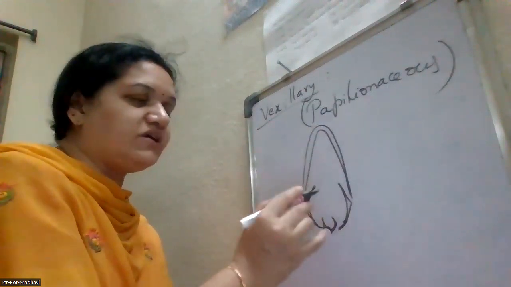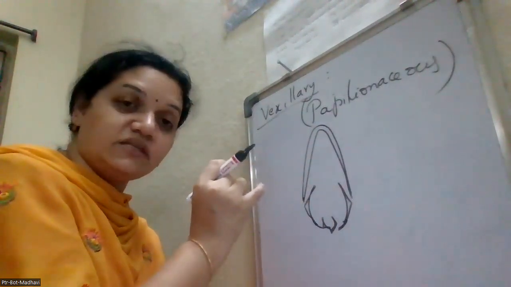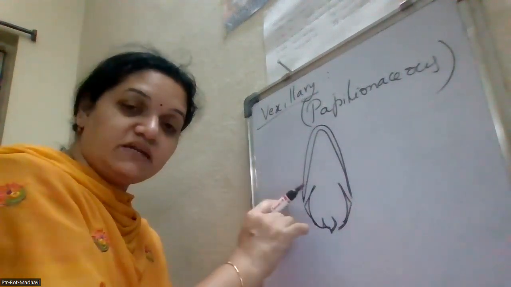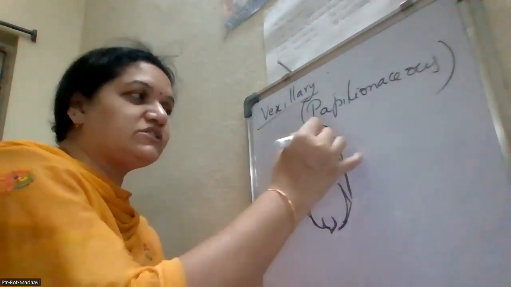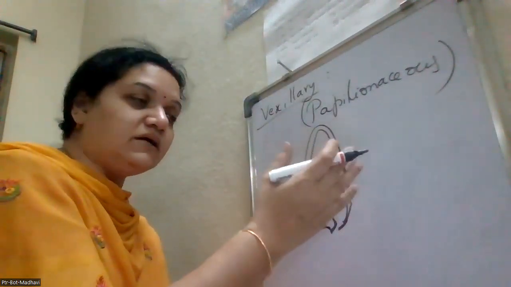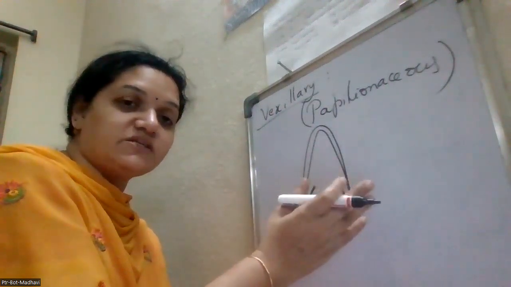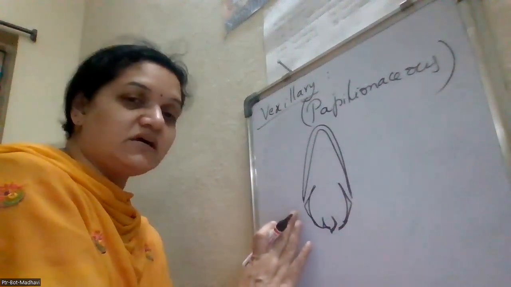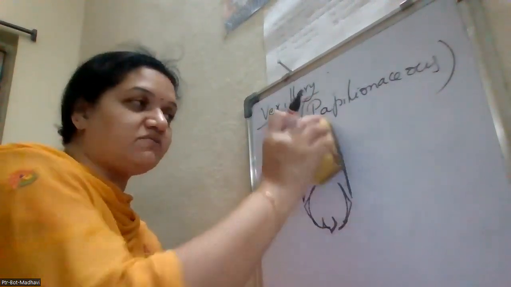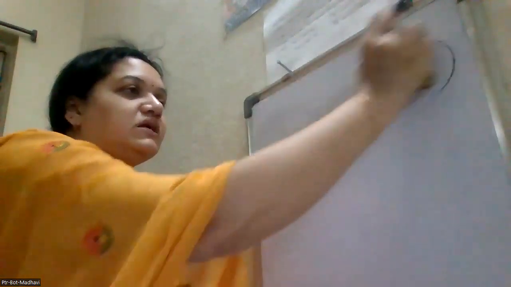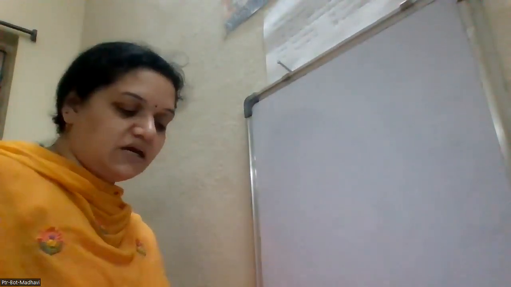This type of aestivation helps the plant's flowers go for cross-pollination. That is the main aspect of this. In this, the standard petal is present posterior to the flower, and the other floral parts face towards the mother axis, that is, the anterior side of the flower. This is the vexillary type of aestivation, otherwise the papilionaceous aestivation, which we see only in Fabaceae family members.